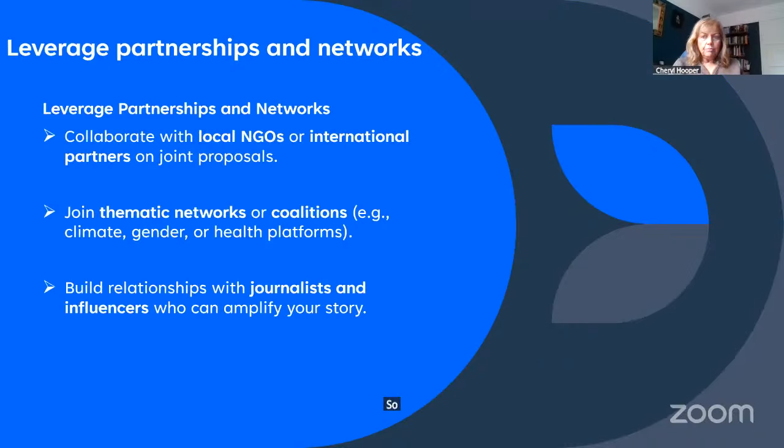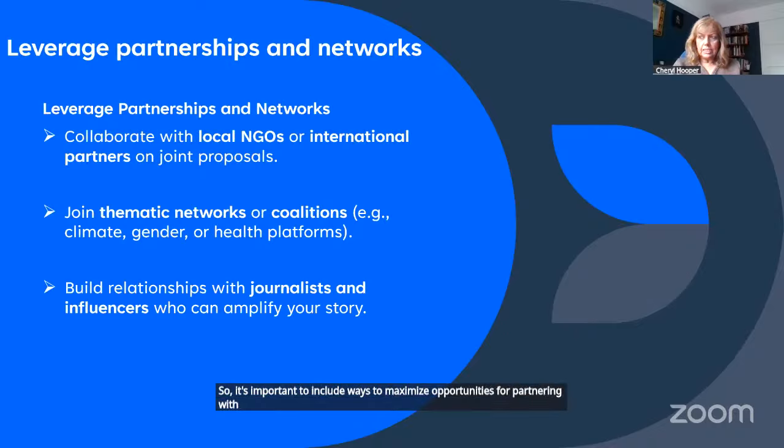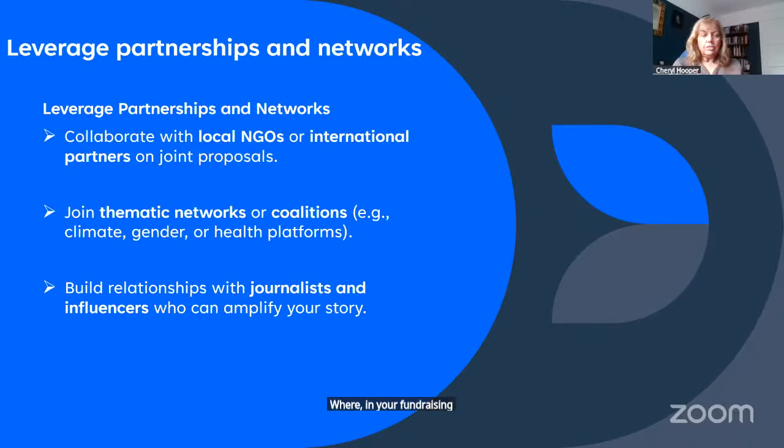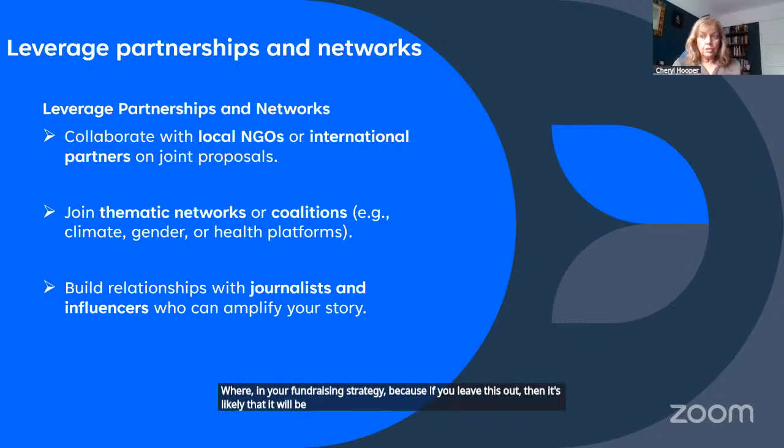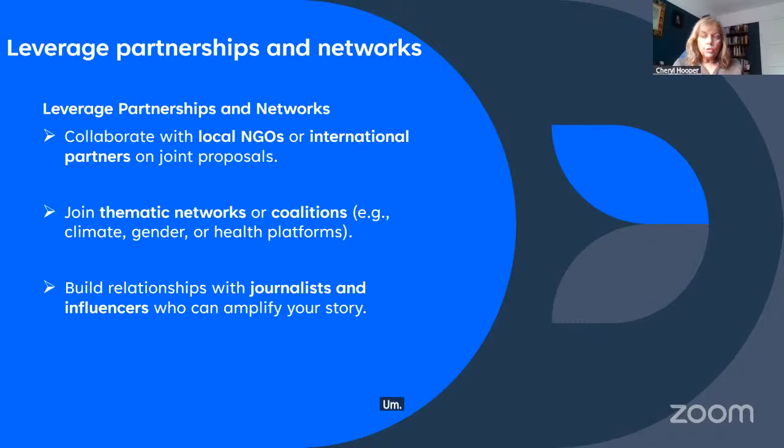It's important to include ways to maximise opportunities for partnering with other organisations or individuals, and make sure that you include this in your fundraising strategy, because if you leave this out, then it's likely that it will be forgotten. But the more you expand your networks, the more opportunities will come to you.